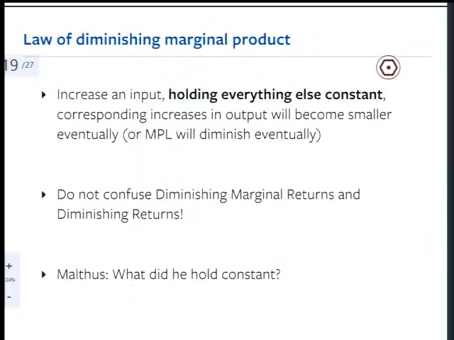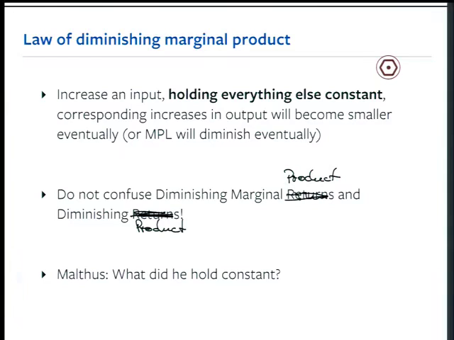Now, we're going to talk about something called diminishing marginal returns. I do this every year. Let's create some new language here. Scrap the word returns and put product here. They're the same thing, but people get horribly confused, okay? So do not confuse diminishing marginal product and diminishing product, right? One talks about the level of production, diminishing total product, versus the other one talks about the change in product.